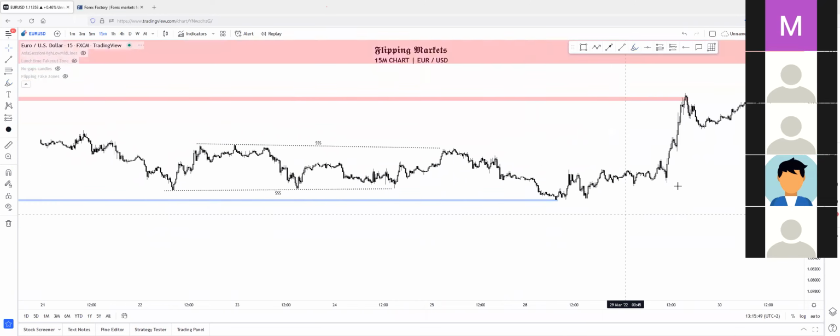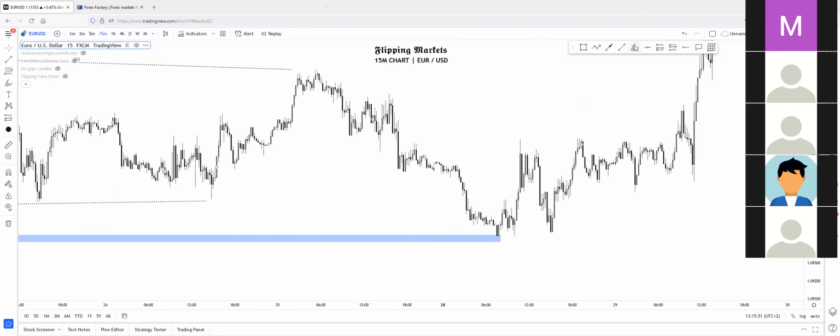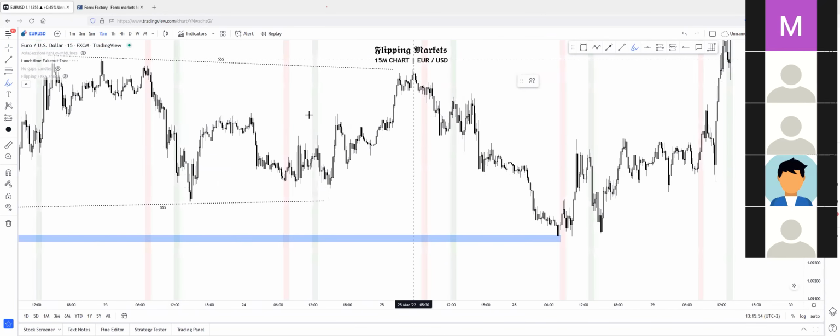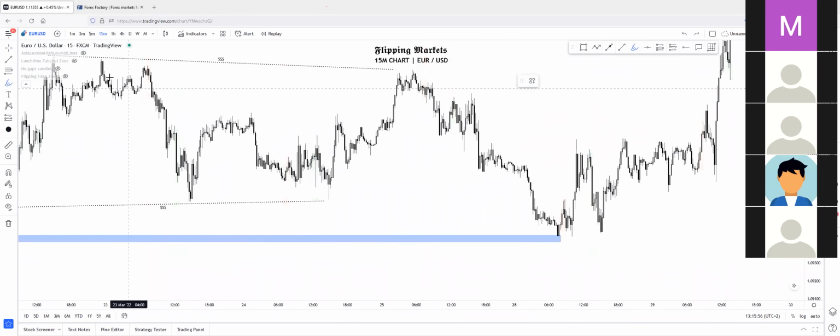Let me just show you that again. So here was a strong low tap, as you can see. Here was the range. After a range sweep, price tapped the strong low point, and after the strong low point tap, price has changed character in several places on the 15-minute chart here, as you can see.